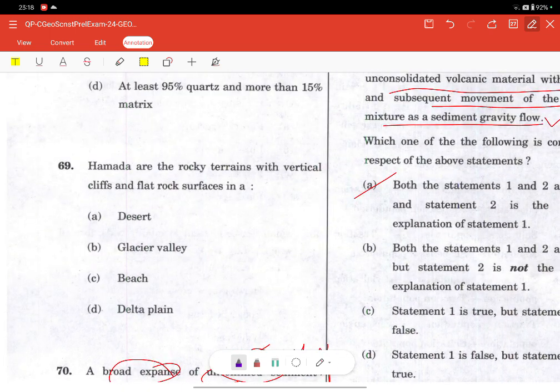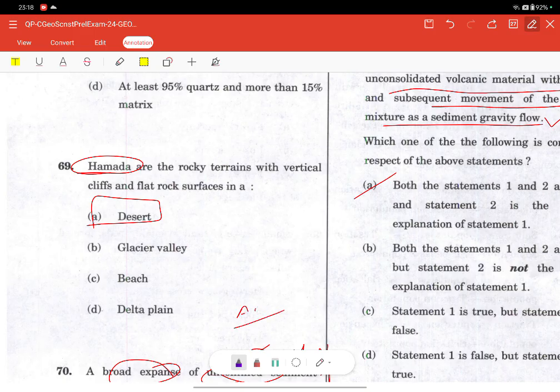Now coming to the 69th question: Hamada are the rocky terrains with vertical cliffs and flat rock surfaces in what? They are something that are present in desert. Bajada is something that is present in alluvial plains or so. Okay, but Hamada is in the desert.